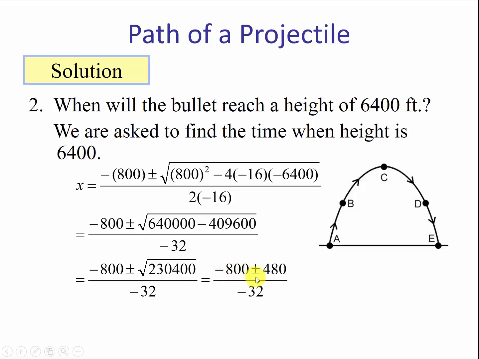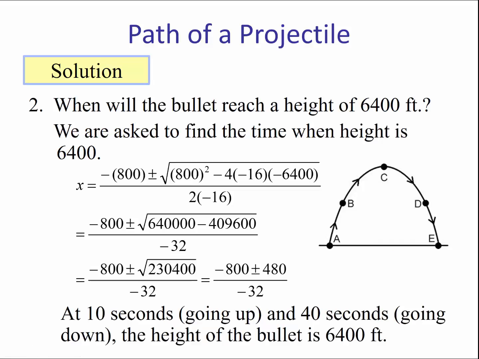Negative 800 minus 480 is negative 1280, and divide that by negative 32, we get a positive 40. Negative 800 plus 480 is negative 320. Negative 320 divided by negative 32 is a positive 10. So at 10 seconds going up and at 40 seconds going down, the height of the bullet is 6,400.